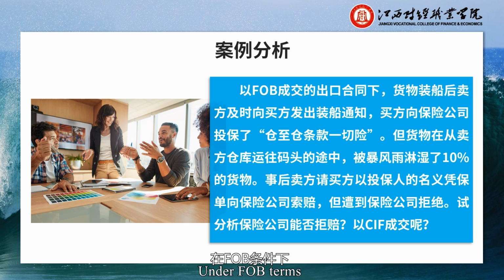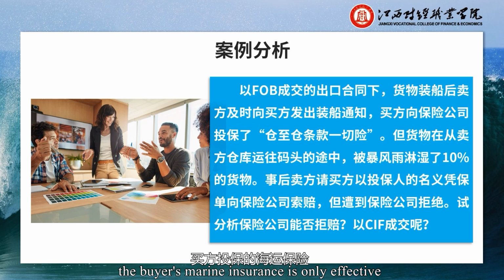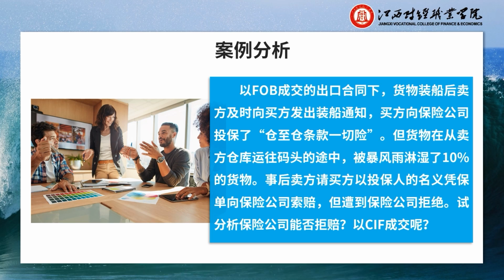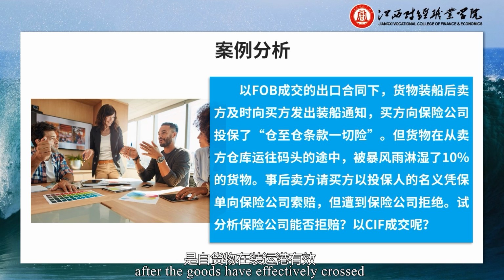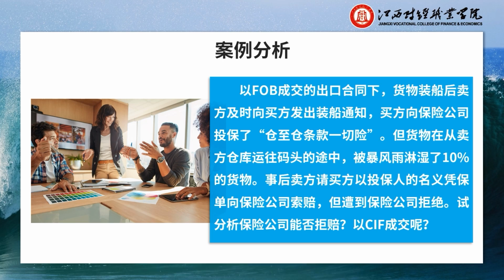Under FOB terms, the buyer's marine insurance is only effective after the goods have effectively crossed the ship's rail at the port of shipment. The buyer has not taken on any risk before the goods cross the ship's rail. Therefore, there is no insurable interest in the goods. In this case, it is reasonable for the insurance company to refuse compensation.